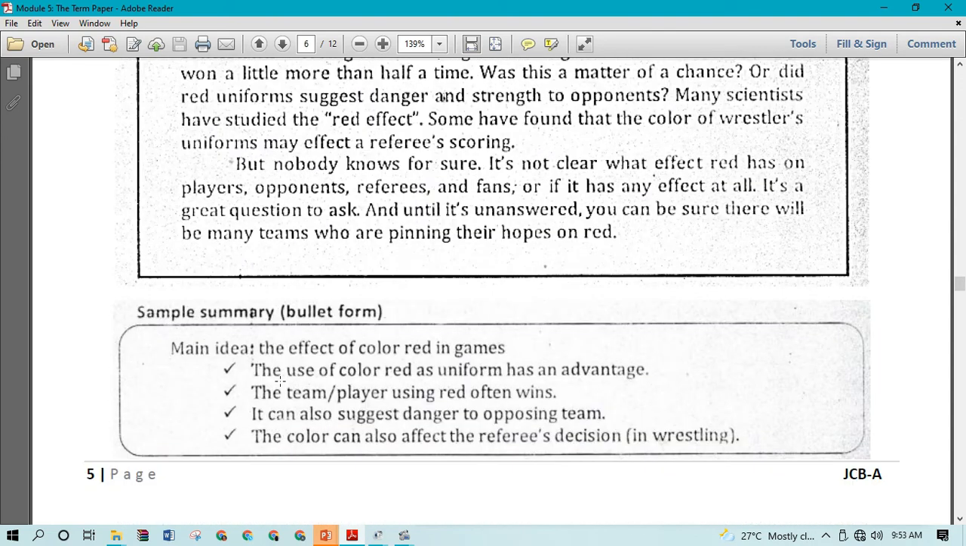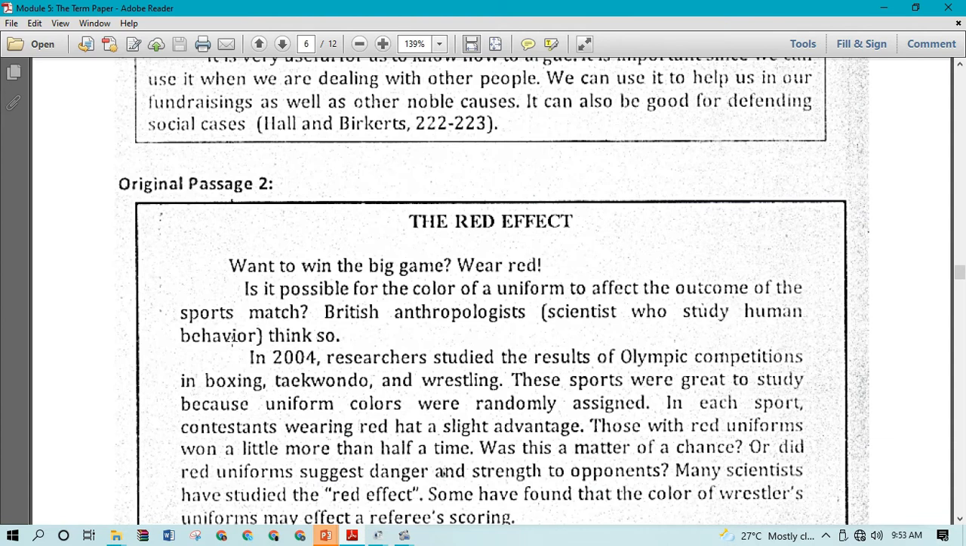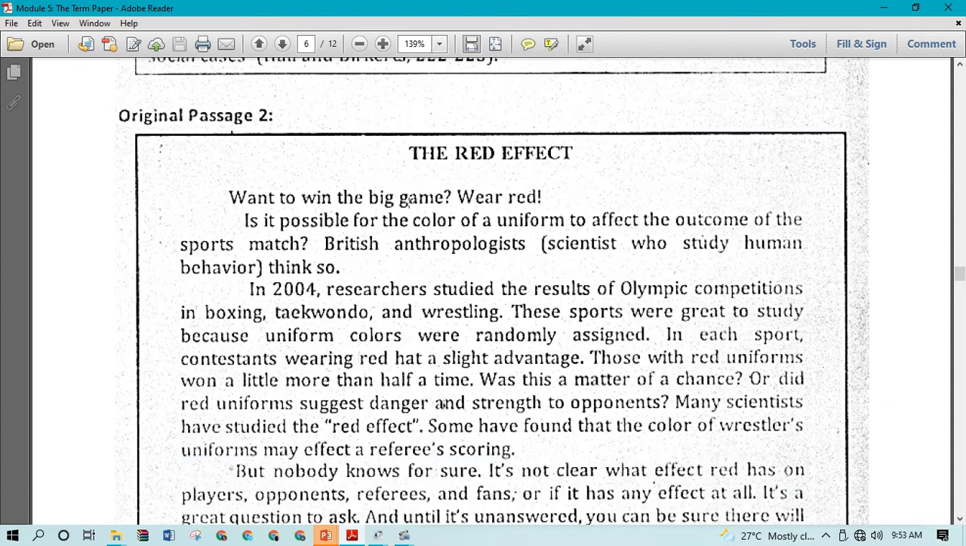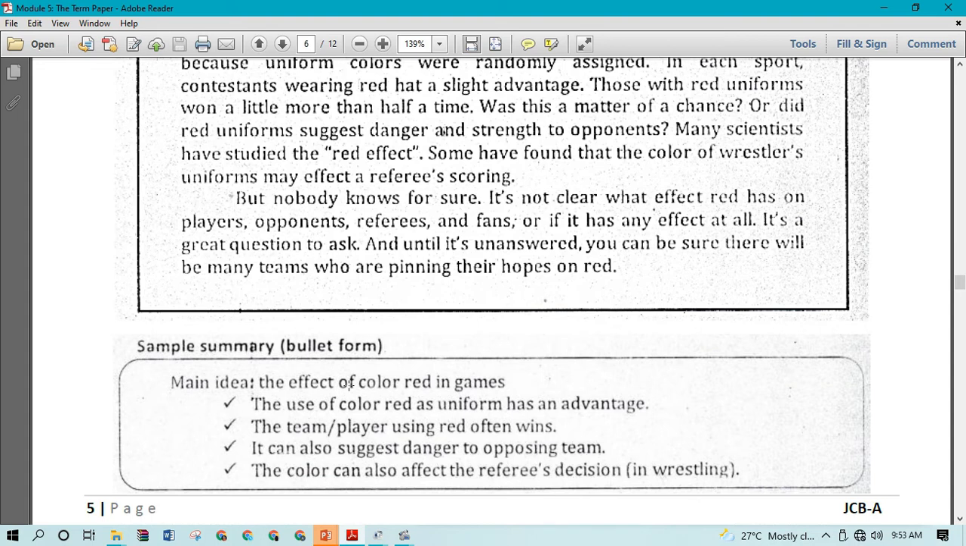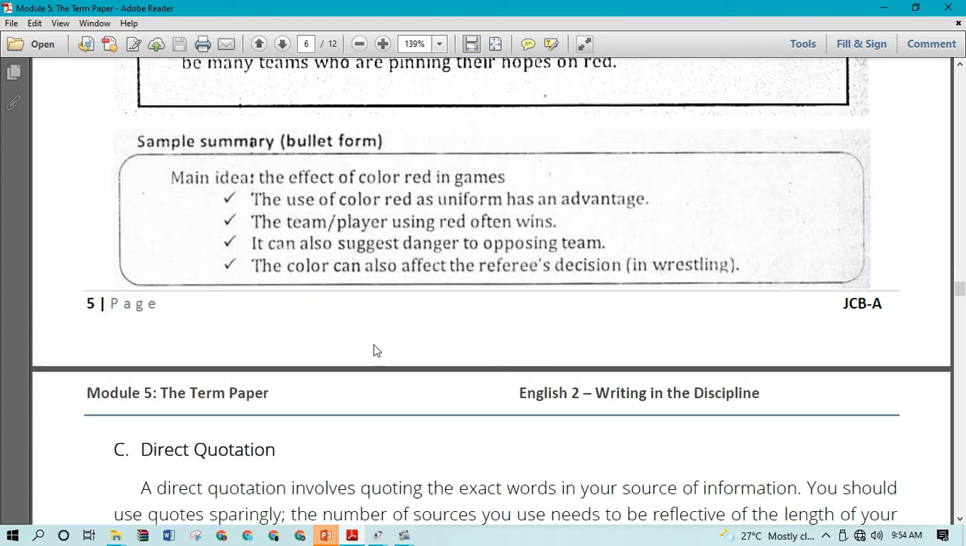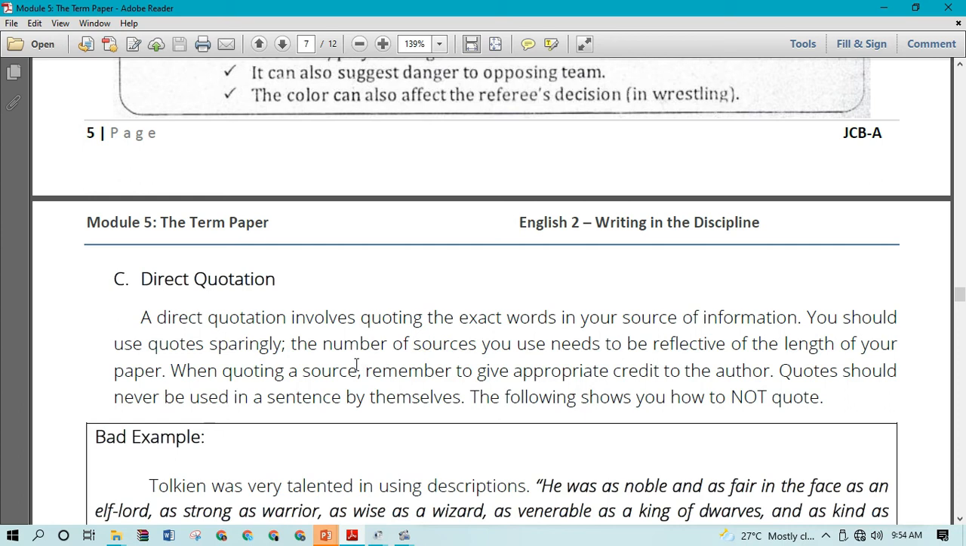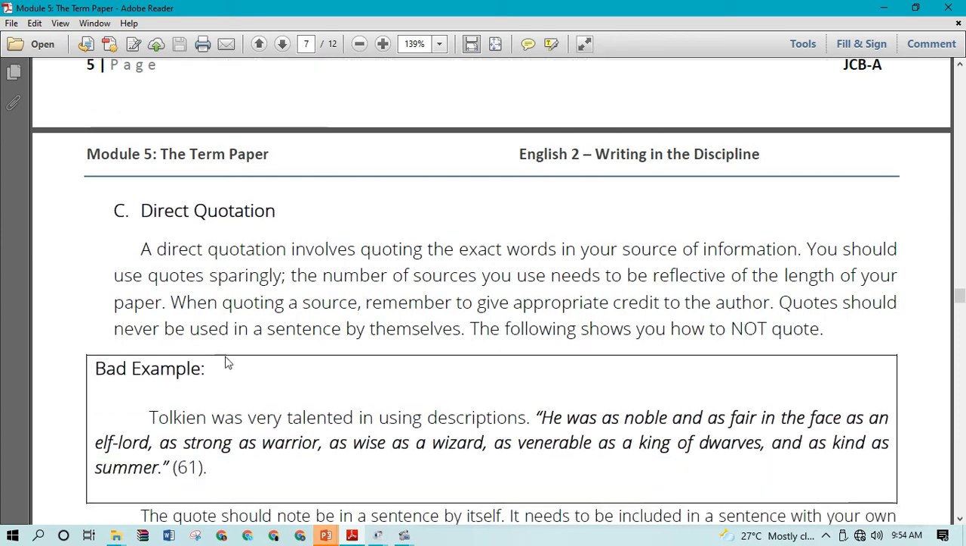Okay, this is the passage. This is the original passage number 2, which is entitled The Red Effect. As you notice, there are 4 paragraphs here. And when you summarize that in a bullet form, you will form this. As you notice, this is just one-third of the original text, which is again the summary of the passage.